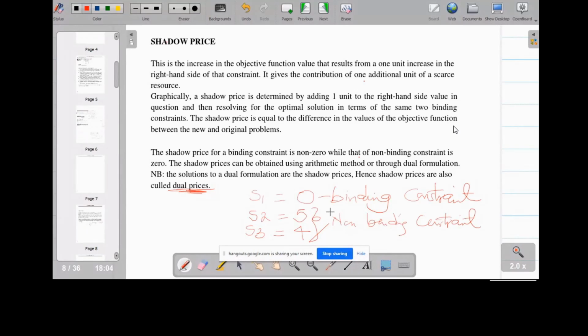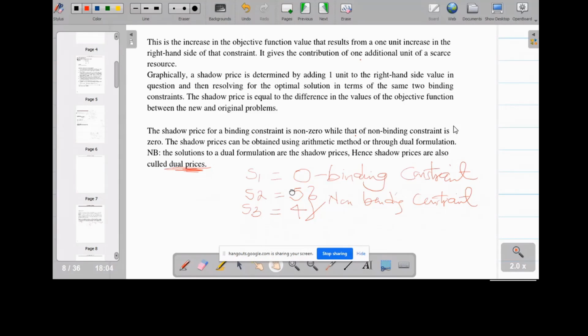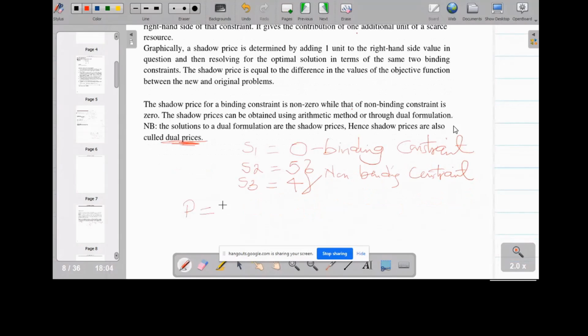For example, if you are making a profit, the maximum profit at that point is 100 shillings. This is now the maximum profit that you are having. Then you have two variables, S2 and S3, which are non-binding constraints, which simply means they still have some idle capacity. If you relax the limiting factor, assuming maybe this is labor, and this is raw materials.